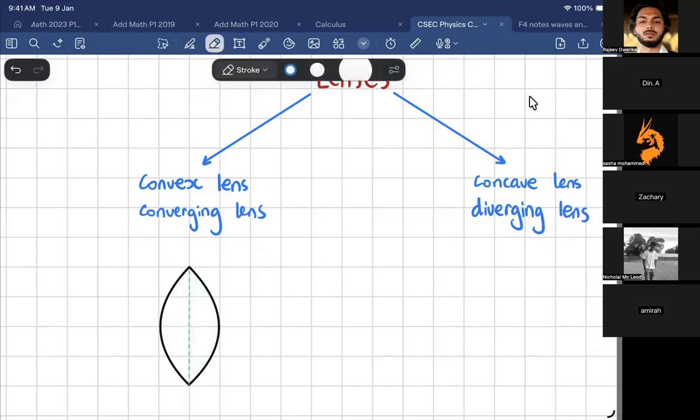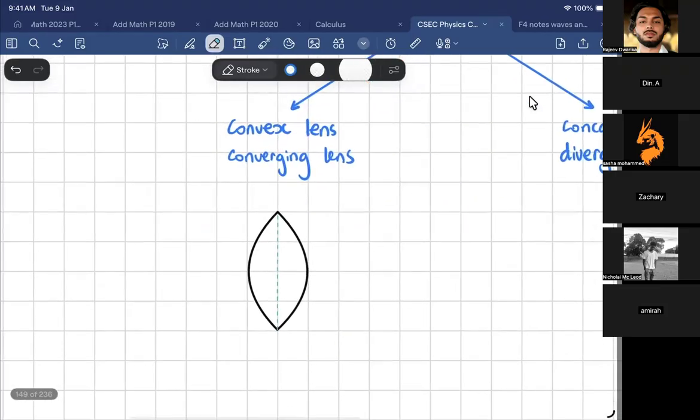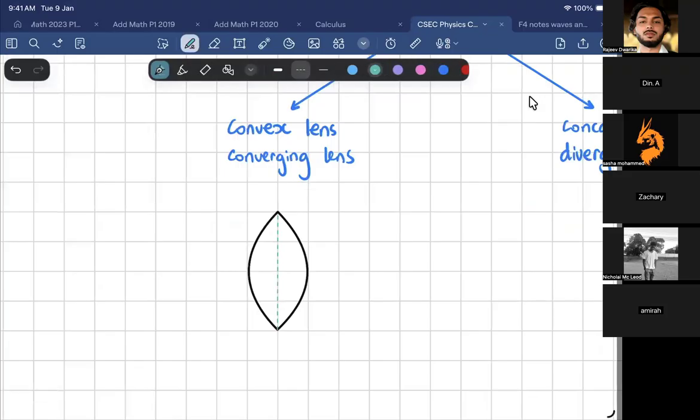All right, and you're probably wondering why we're calling it a convergent lens. Let me show you why. Imagine you have some light rays entering here, right? Now, when you hear the word convergent, what comes to mind? Comes closer, to one point or something.